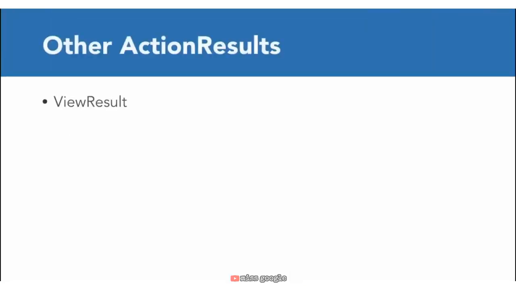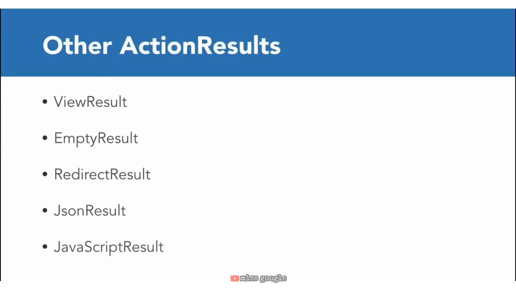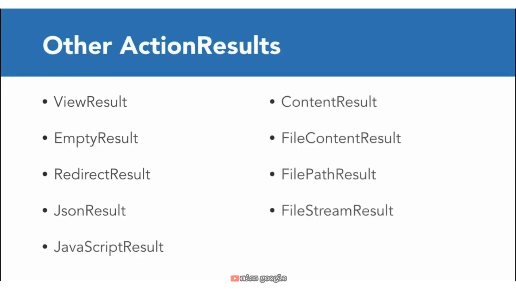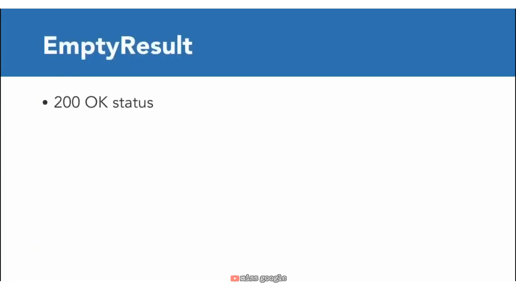Often, the best response for a web request is a new or updated version of a view. But sometimes you want to send other types of responses. This is a list of all of the action result types or responses that exist in MVC5, including the view result type that we've already looked at extensively. Occasionally, you might want to return no result at all from your action.